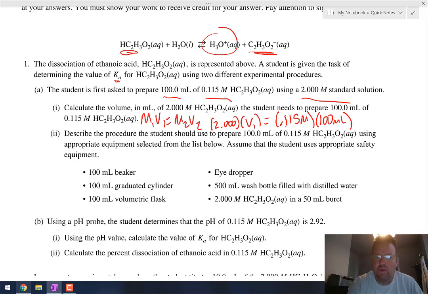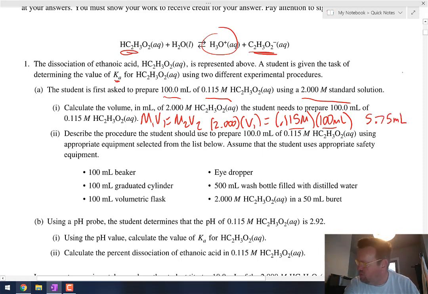So we're going to take 0.115. We're going to multiply by 100, divide by 2, and I got an answer of 5.75 milliliters. And you did get 1 point for that response. Okay, so 1 point so far.